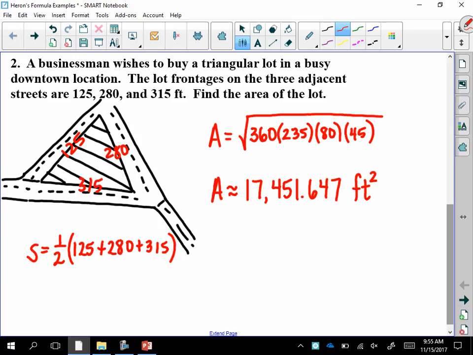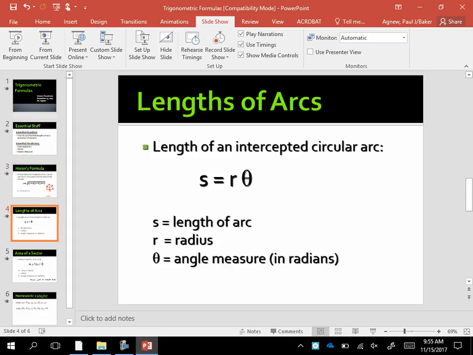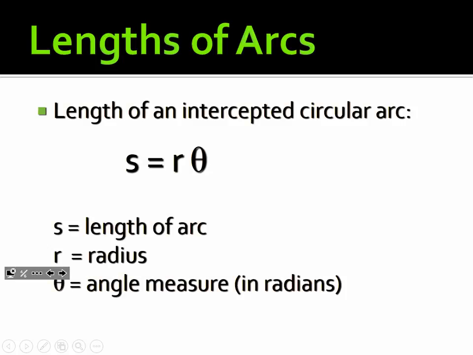All right. So that's Heron's formula, and I don't think that one's real difficult to work with. Next, we're going to go through both of these formulas, the length of an arc and then the area of a segment. And the first one we have is the length of an arc.